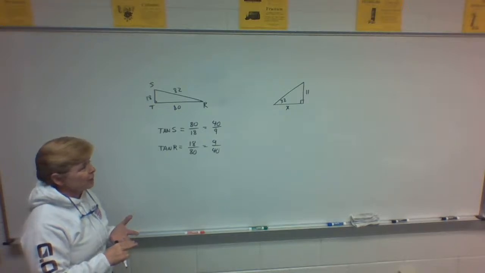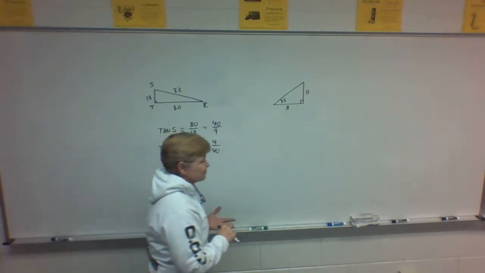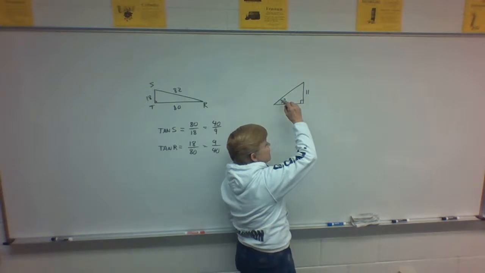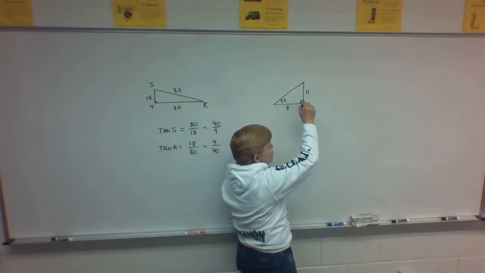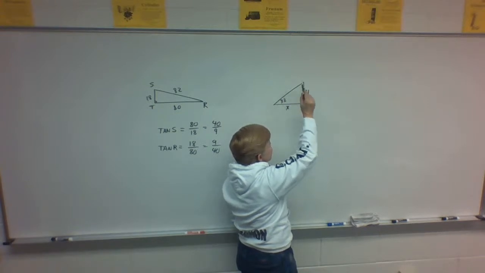Gotta make that decision. And the way you make that decision is this. You look at the angle that's given. They're giving us this one. This is a right angle that only says we can use trig. So forget that. This is the angle that's given. With respect to that, what is this?